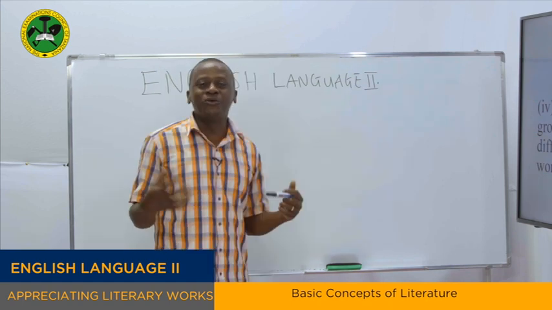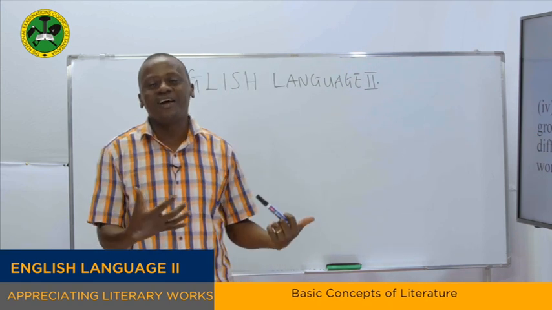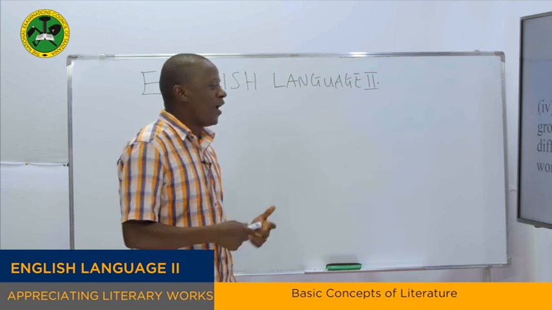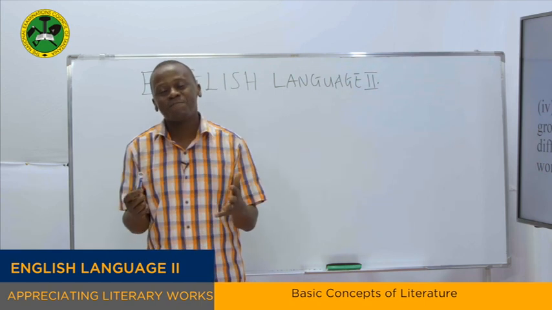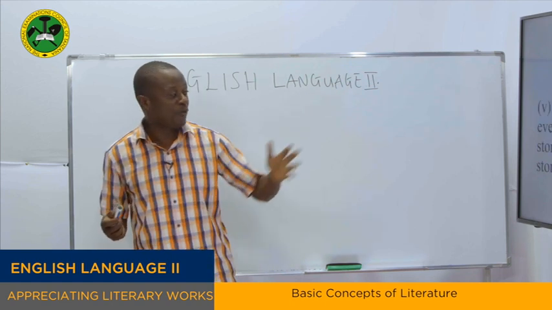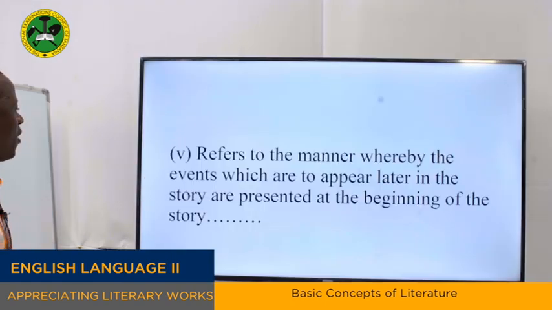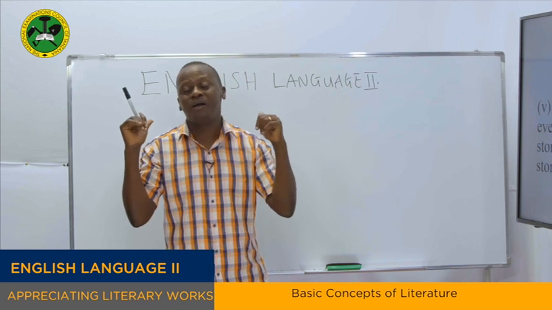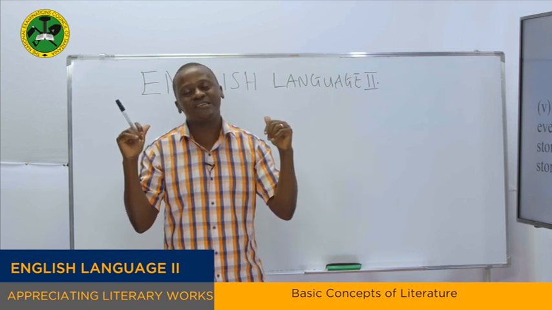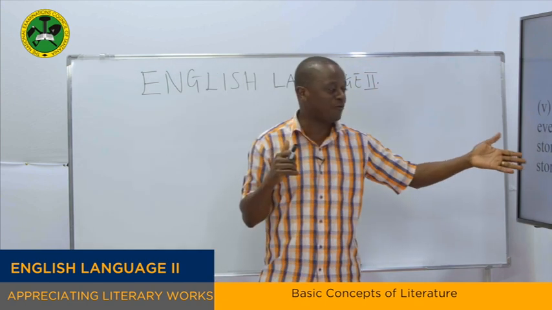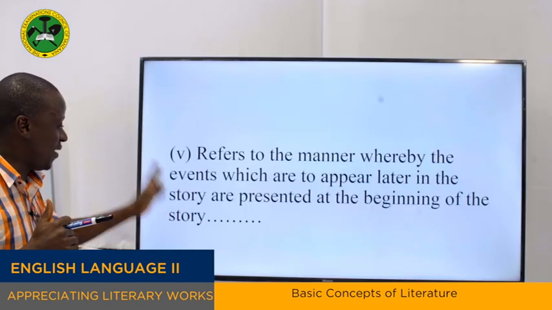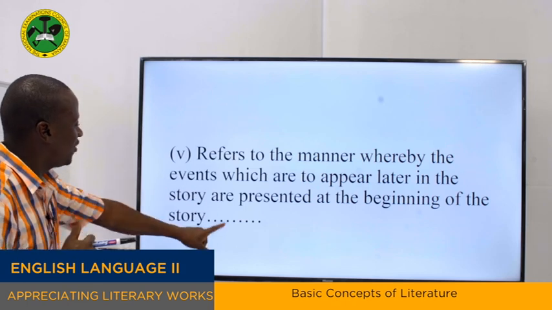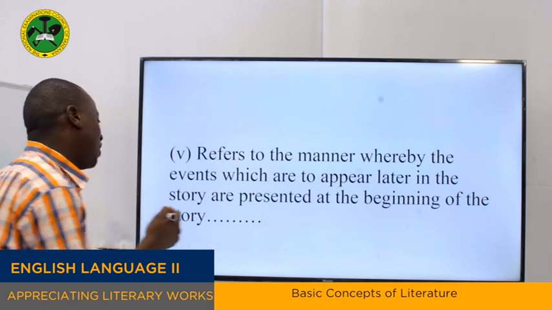Students, welcome back to our second session. Now, our next question, which is number 5, reads: refer to the manner whereby the events which are to appear later in the story are presented at the beginning of the story. If you recall very well our previous lessons, here again it will be much easier for you to tell the concept that fits in here, which is a flashback.